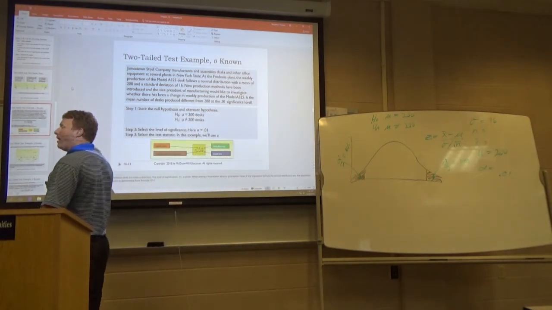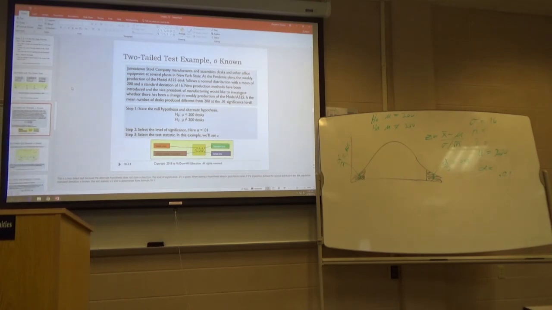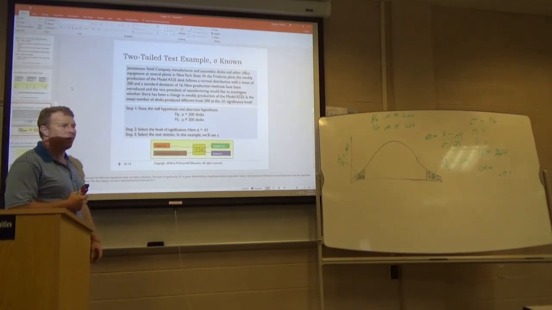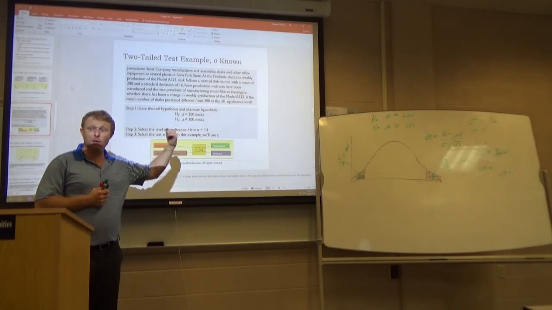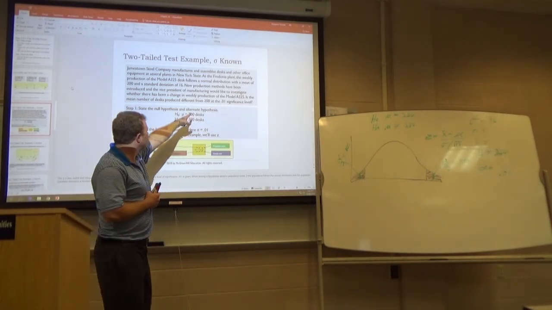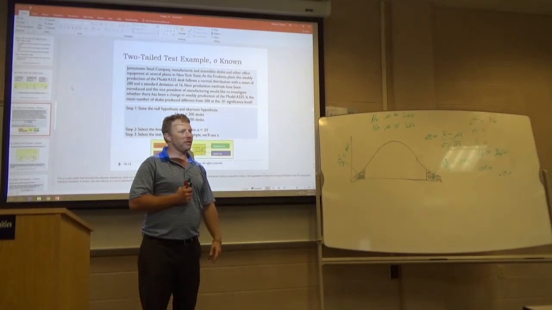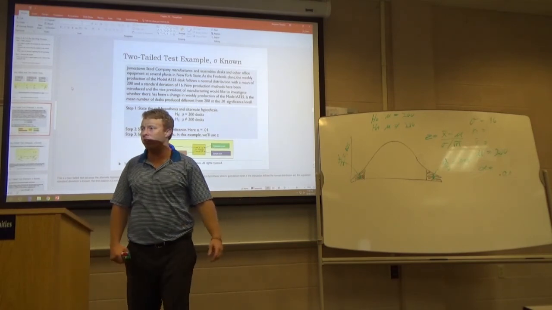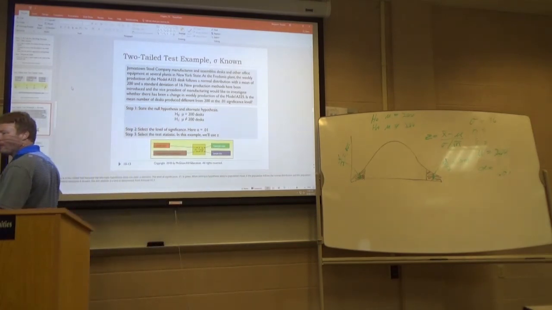Step 2, select the level of significance. Well, here it's going to be 0.01. Where did we get that from? It was in the problem. It told us right there: at the 0.01 significance level. Well, so far this is kind of boring, isn't it? Because it's just too easy.